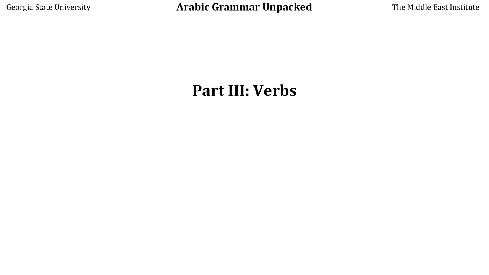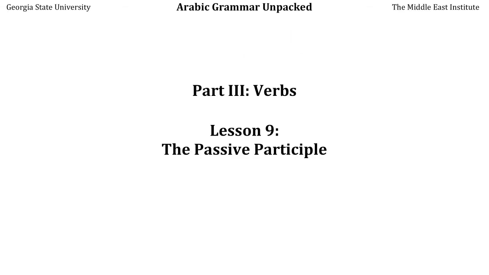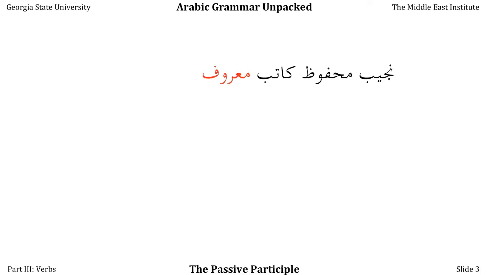In this lesson, we will be discussing the ism maf'ul, or passive participle of a verb. Here in this example sentence, we have Naguib Mahfouz Katib Ma'ruf. Naguib Mahfouz is a well-known writer. We have an example of what we learned in the last lesson here.